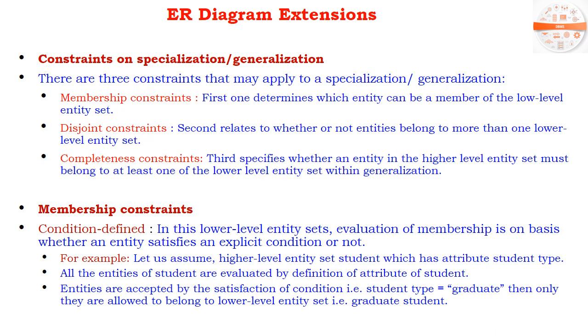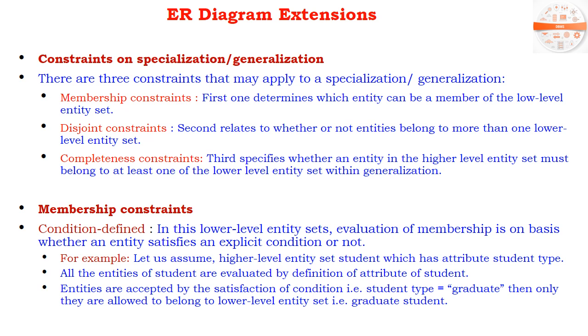What are the constraints on the specialization and the generalization? There are three constraints: membership constraint, disjoint constraint, and completeness constraint. What is meant by membership constraint? It determines which entity can be a member of a lower level entity set. Next, disjoint constraint. It means whether or not an entity belongs to more than one lower level entity set. And next is completeness constraint. It determines whether an entity in the higher level entity set must belong to at least one lower level entity set within the generalization.